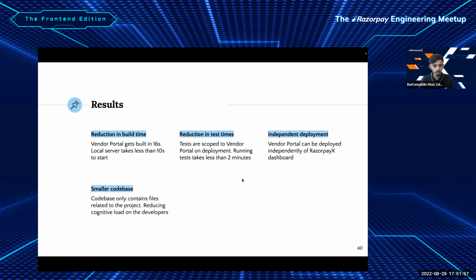And smaller code base. We spoke about cognitive load on developers before. So now vendor portal is its own code base. It is only a limited set of files pertaining only to vendor portal. Vendor portal developers don't have to go to X and touch the files from there.